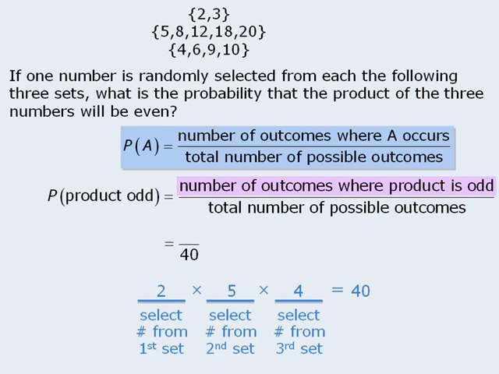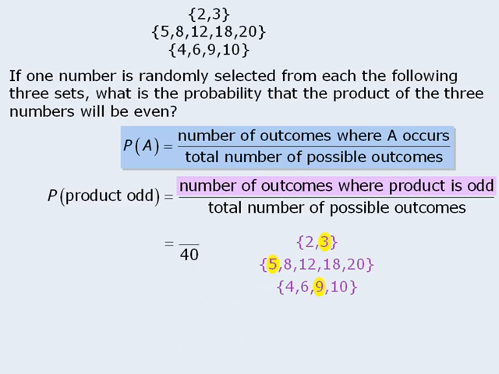Now we'll tackle the numerator. Here we want to determine how many of the 40 outcomes are such that the product of the three numbers is odd. As we saw earlier, there is only one way to select three numbers and get an odd product. So the numerator here is 1.